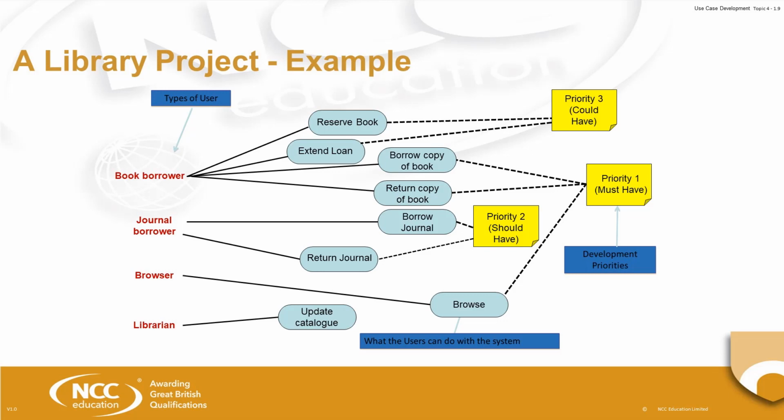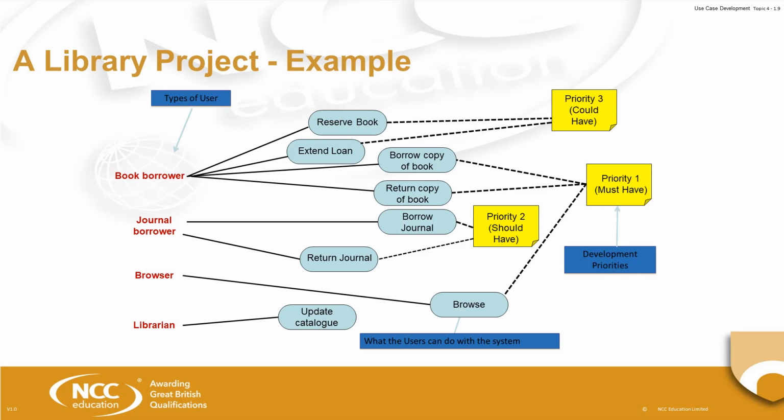So here you can see I've labelled priority 1 as must-haves. That means that in this system those particular use cases must exist. So those will be the first things that I would develop. So in our first iteration of the development process, I would implement borrowing a copy of a book, returning the copy of a book, and also the ability for somebody to browse. If I never complete any more of the system, at least I've got those parts of the system, and those would be the ones that were considered the most important during the requirement solicitation.